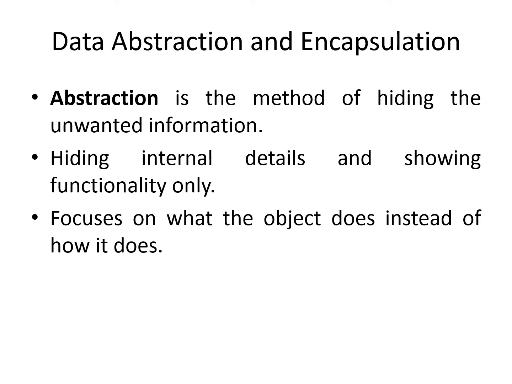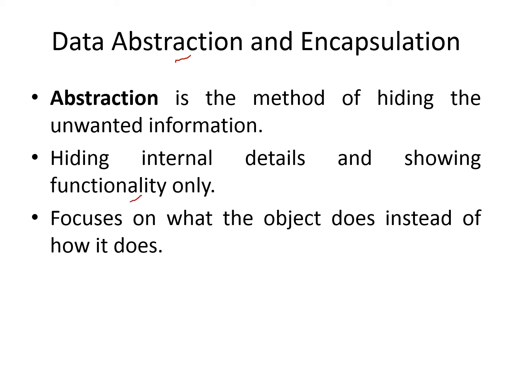Next is data abstraction and encapsulation. What is abstraction? Hiding unwanted information. That is abstraction. That is the main characteristic or concept of OOP, the data hiding technique. So hiding that particular method is known as abstraction. It is a method of hiding the unwanted information that need not be made public, so it is kept hidden. That is what abstraction is: hiding internal details and showing functionality only.